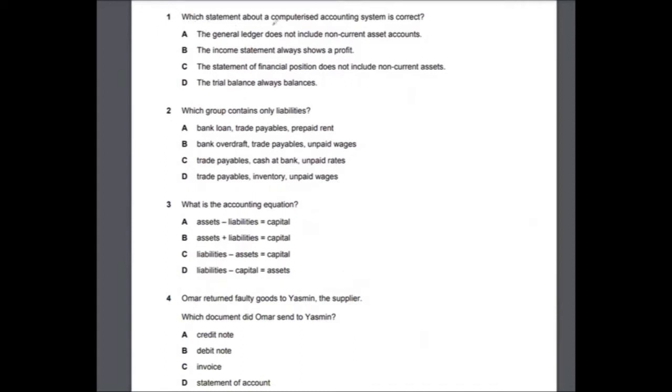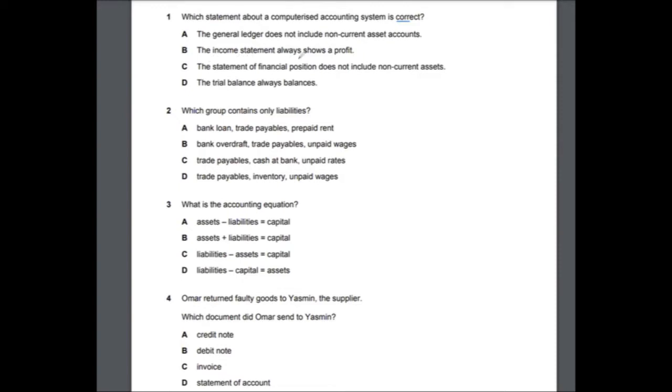First question is, which statement about a computerized accounting system is correct? If you read through the statements here, the journal ledger does not include non-current assets accounts, right? That's actually incorrect. We have to focus on the word correct in this case. It does not make sense why a computerized accounting system or the general ledger, even if it's on computer, will not include non-current assets, right? So what are your non-current assets? Non-current assets are your machinery, plant and equipment, basically property, plant and equipment, PPE. So you should know that already. So A is not the correct option.